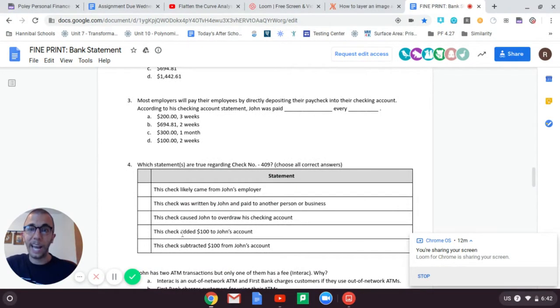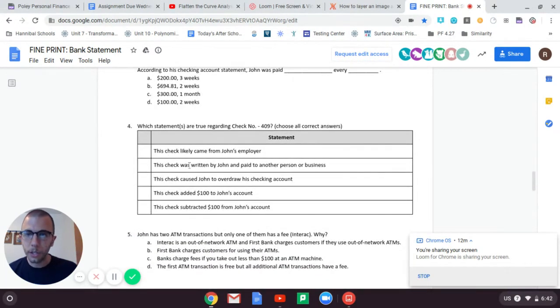Did this check add $100 to John's account? No, it didn't. We already talked about that too. That check was a withdrawal, so that is the opposite of adding to his account, which leads us to that next statement. This check subtracted $100 from John's account. That's exactly right. That's what a withdrawal does. Subtracts money from the account and lowers the balance.